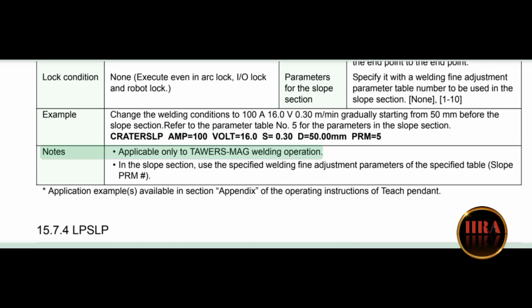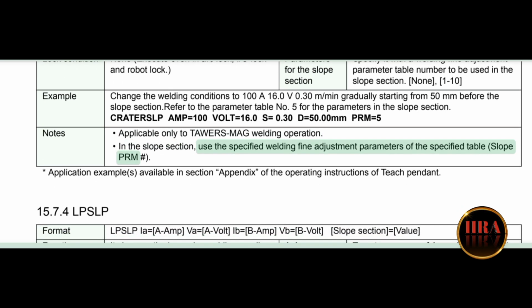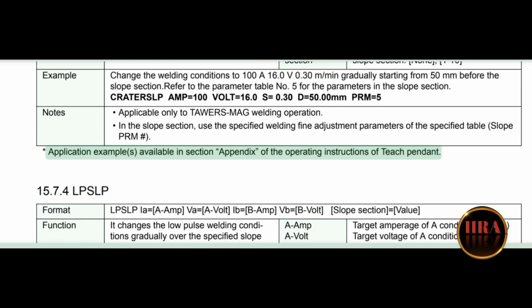Notes: applicable only to TAWERS MAG welding operation. In the slope section, use the specified welding fine adjustment parameters of the specified table, slope PRM#. Application examples are available in the appendix of the operating instructions of the Teach Pendant.